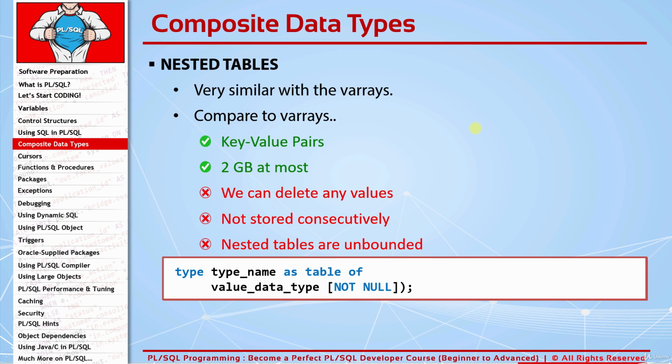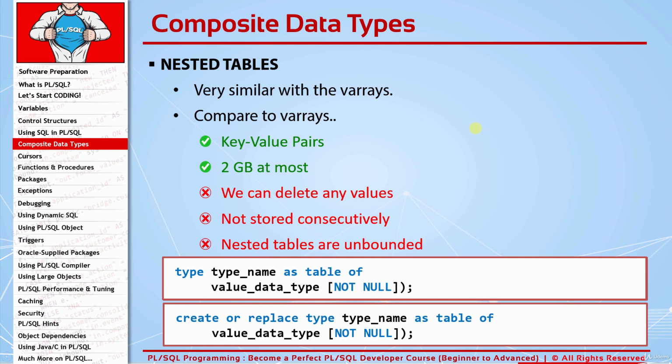This is how we can create a nested table. We simply write type, our type name, and as a new keyword, we write as table of, and our data type, and optionally not null to say that you cannot insert a null value inside of our value area. Besides, we can also create that type in the database as a schema level type. We do that with the create or replace command like we saw in the VARRAYs lesson.